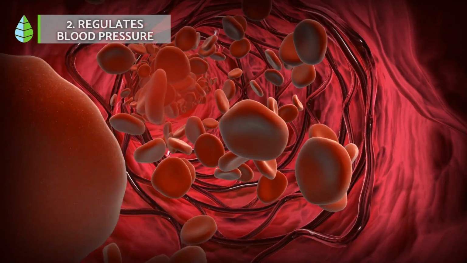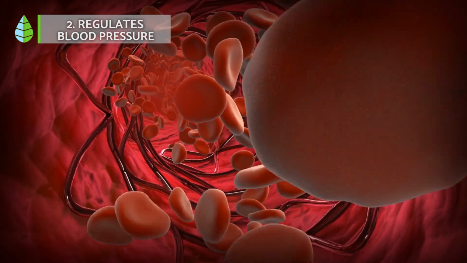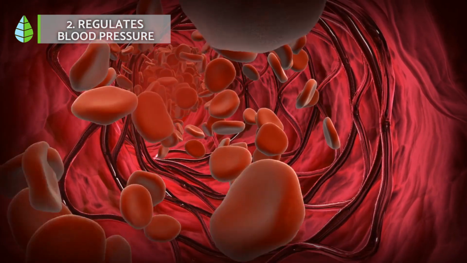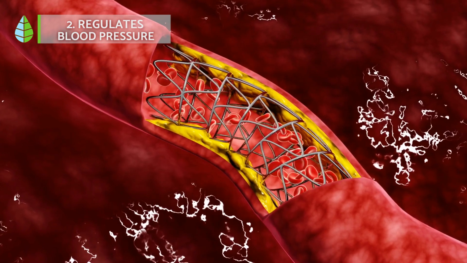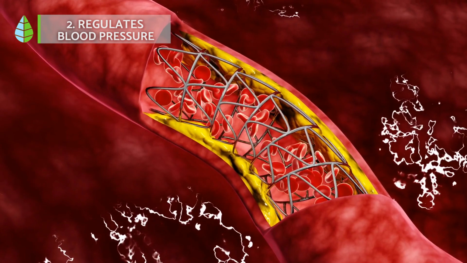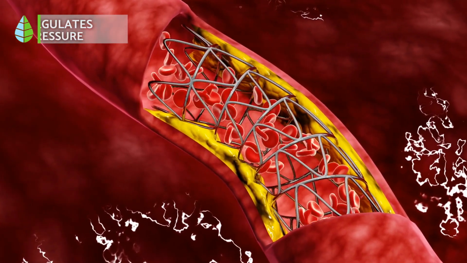Regulates blood pressure. In addition to its cardioprotective abilities, hawthorn also aids in lowering blood pressure, which is highly beneficial for individuals with hypertension and circulatory issues. Conversely, if blood pressure is too low, it can be raised through vasodilation.